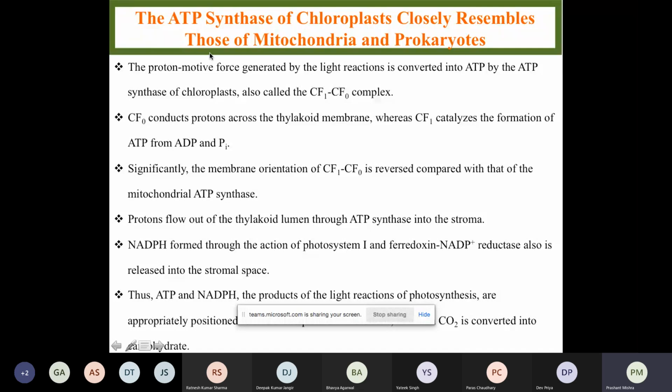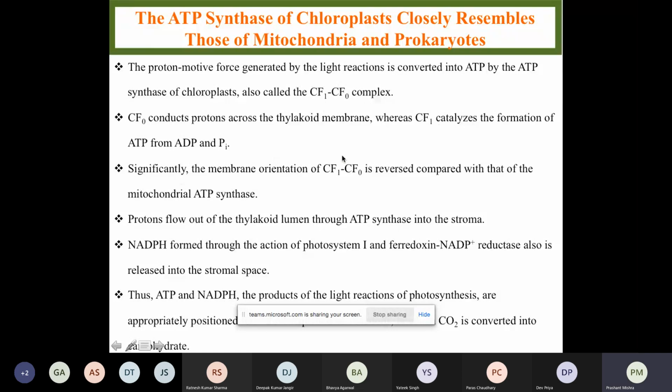So the proton motive force generated by the light reaction is converted into ATP by ATP synthase, which is present in chloroplast. And here the complex is known as CF1 and CF0. CF1 and CF0 is nothing but a similar complex to the F1 F0 complex which you learned about yesterday in mitochondria. The CF0 conducts proton across the thylakoid membrane. You have learned that F0 is conducting the transport of proton in oxidative phosphorylation across the mitochondria. So CF0 is the proton channel, and CF1 is the catalyst, which leads to the formation of ATP from ADP and Pi.